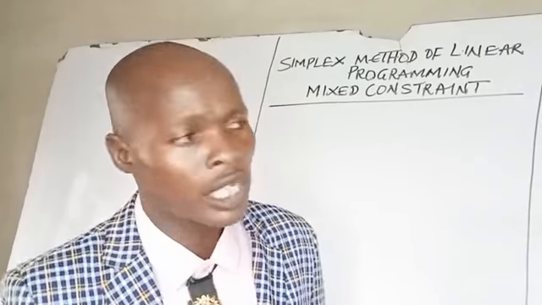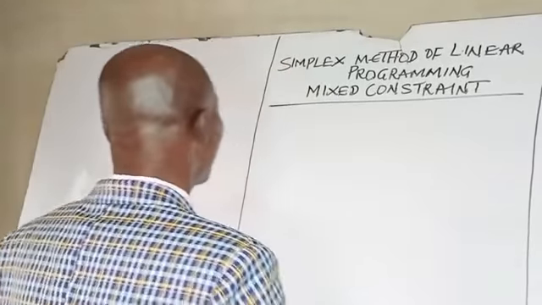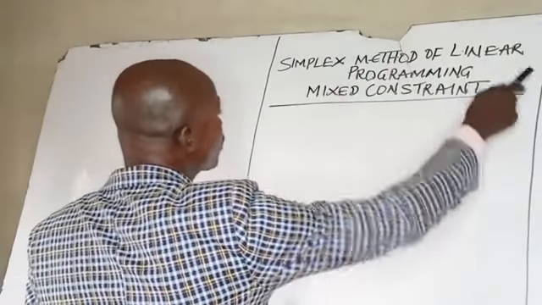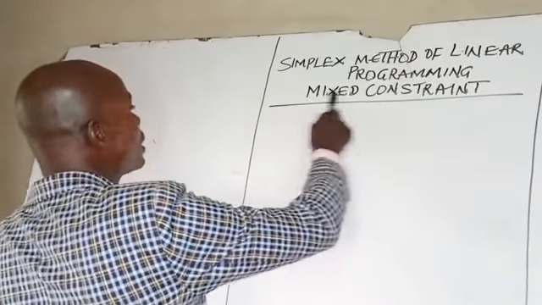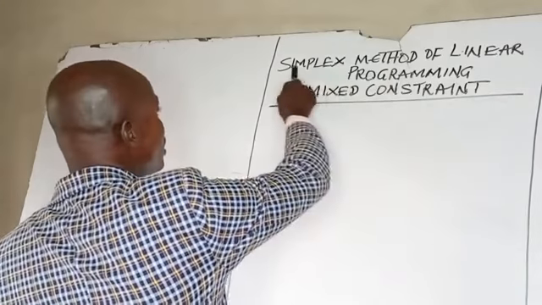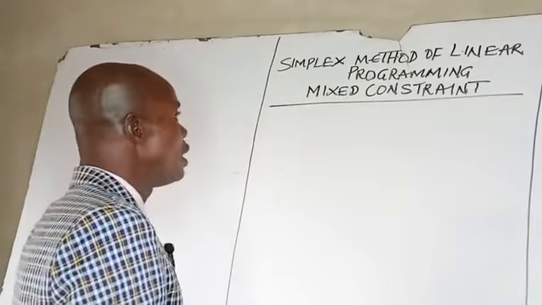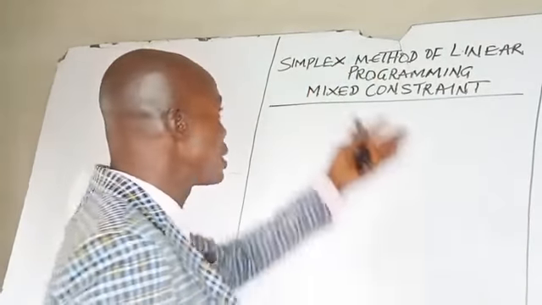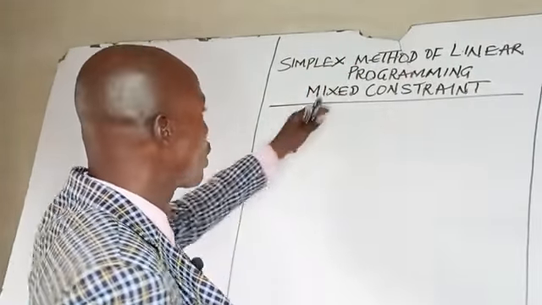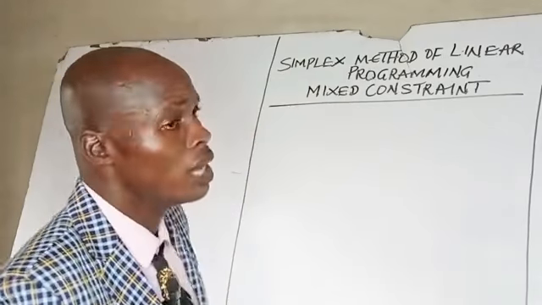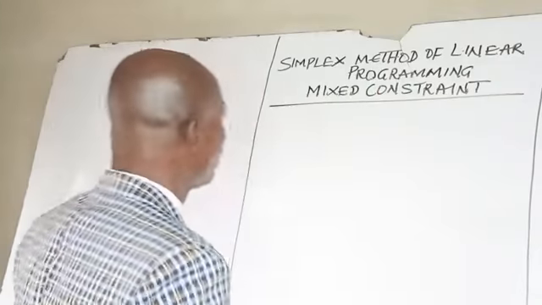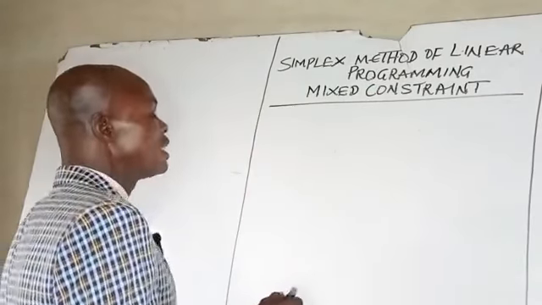Thanks for watching. In this lecture, I want to examine the mixed constraint using the simplex method of solving linear programming. My first video on the simplex method involves the maximization problem, how to solve questions involving maximization. And my second video is how to solve problems involving a minimization objective. So in this video, I want to examine the mixed constraint.